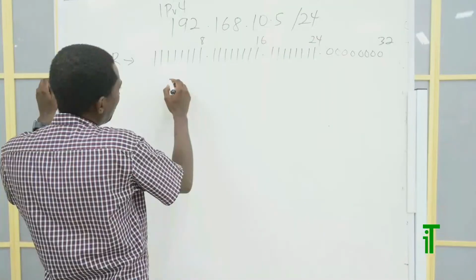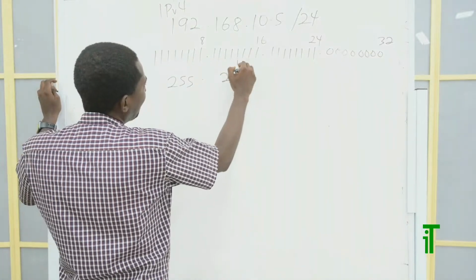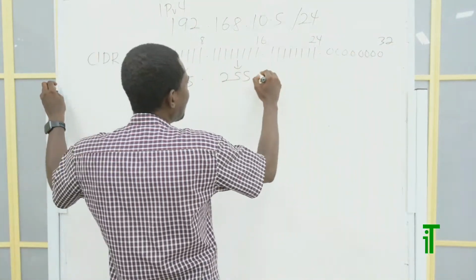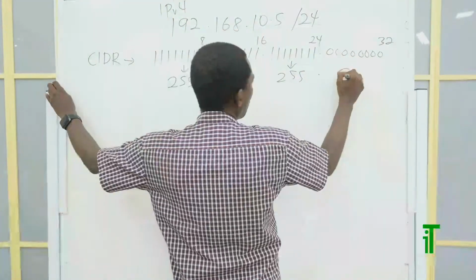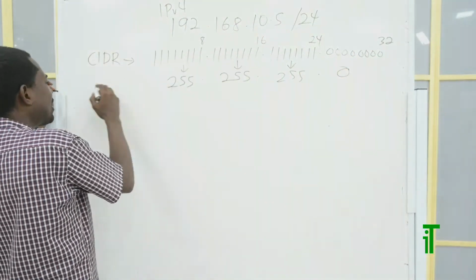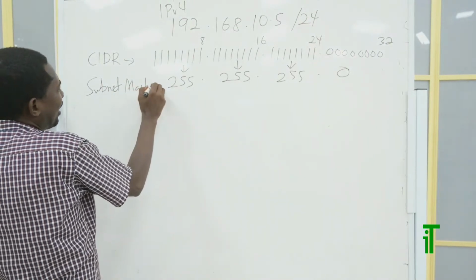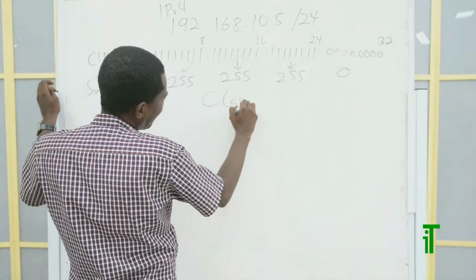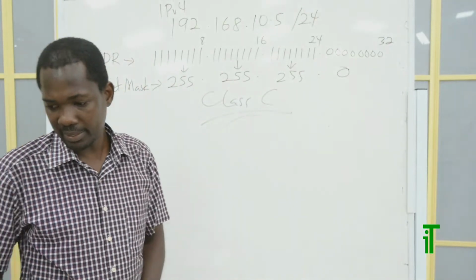In the first octet, we are going to have 255. This one too, you have 255. When you convert this, you convert that. This also, you're going to have 255. And this, you're going to have 0. So this is the subnet mask. So clearly, you can say that this is a class C network.